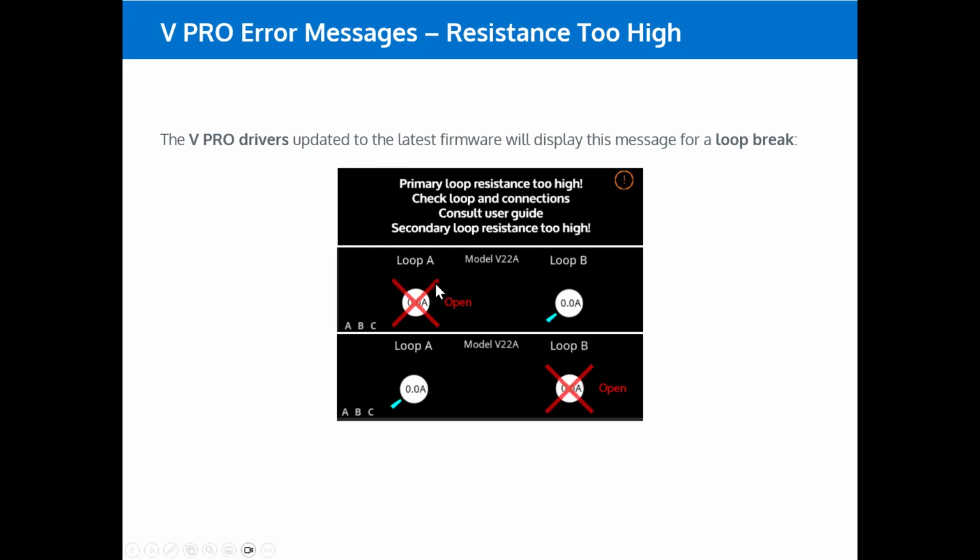Effectively, when you select unlock the driver, you will get a cross being shown on either loop A or loop B to say that it's open. So you will go through the process of checking your loops, making sure that there's continuity for each one.